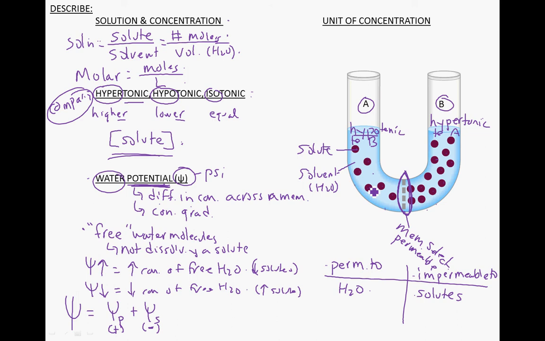So if I wanted to determine the water potential, let me back up a second, solute potentials are always going to be negative. As I add solutes, that's taking away free water molecules. As I add solutes, that's taking away free water molecules. If I'm taking away free water molecules, my water potential is going to go down. Right? So solute potentials are always negative because as I add solute, I take away free water molecules.